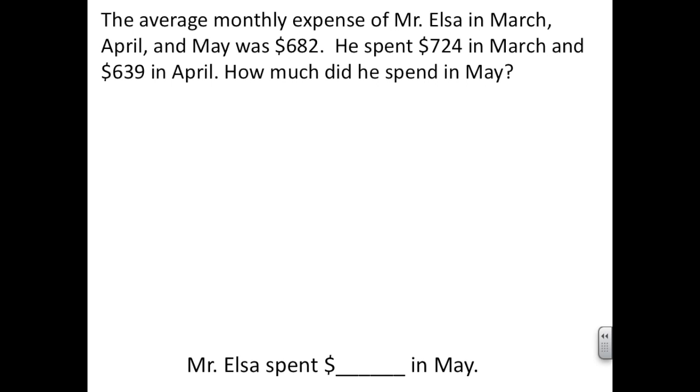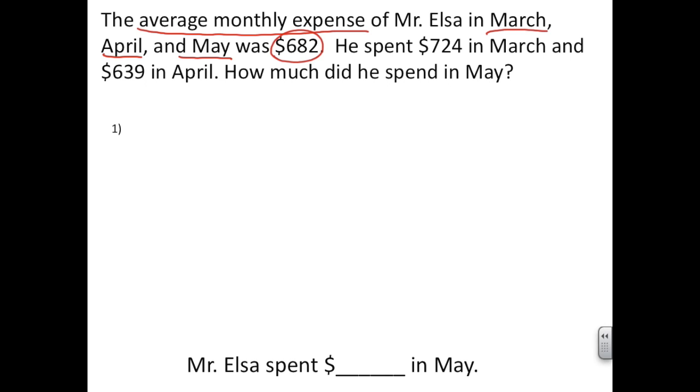So looking at this information, I can see that I'm given the average monthly expense. The average monthly expense is based on 3 months, March, April, and May. And I'm told that the average was $682. So I can begin by finding what was the total of Mr. Elsa's expenses in March, April, and May.